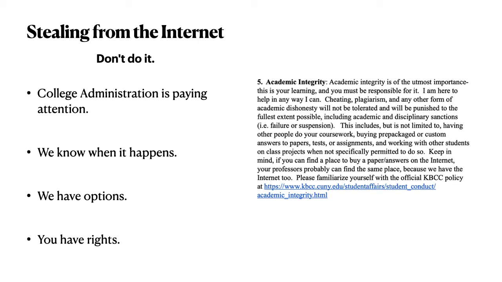The college administration is paying a lot of attention to this. They're very concerned about it. So I just want you to be careful. You do have rights. If you're accused of cheating, or specifically of copying and pasting things from the internet, you know you're guilty, but this is a law class, so I feel like you do have rights. They can't just throw you out of college without a process. There are ways of defending yourself, so you should look up the academic integrity statement. But in general, don't do it.